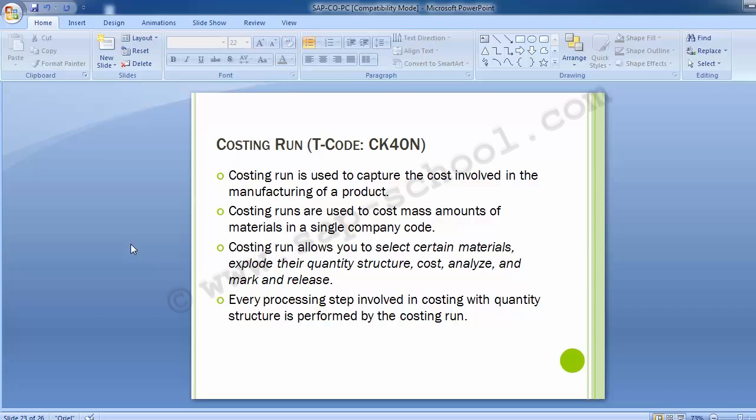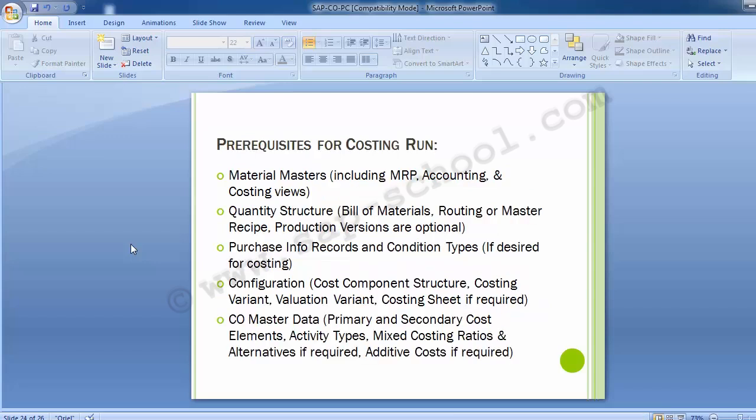Costing runs are used to cost mass amounts of materials in a single company code. Costing run allows you to select certain materials, explore their quantity structure, cost, analyze, and mark and release it. Every processing step involved in costing with quantity structure is performed by the costing run. So there are certain prerequisites for costing run.